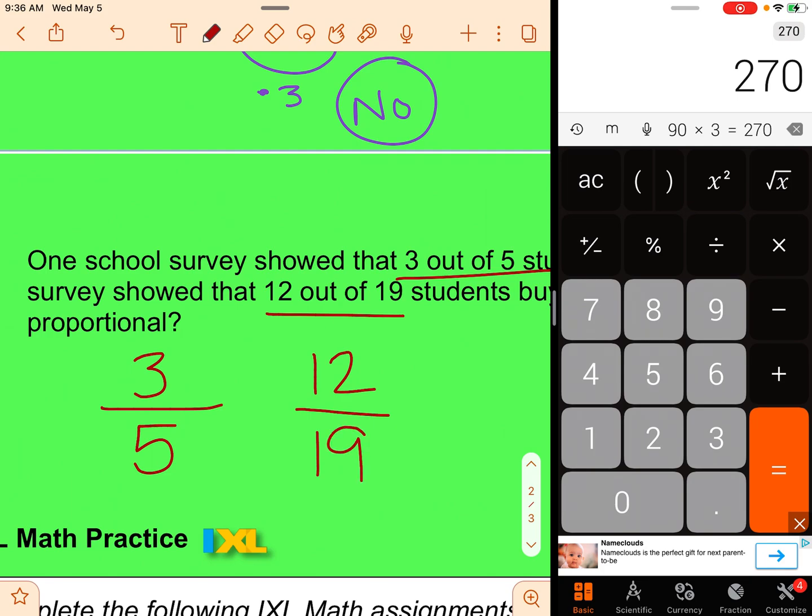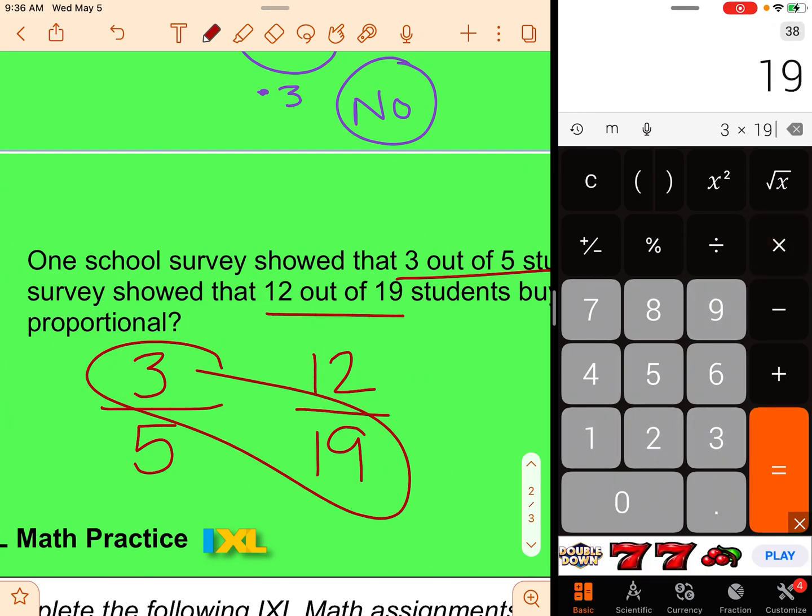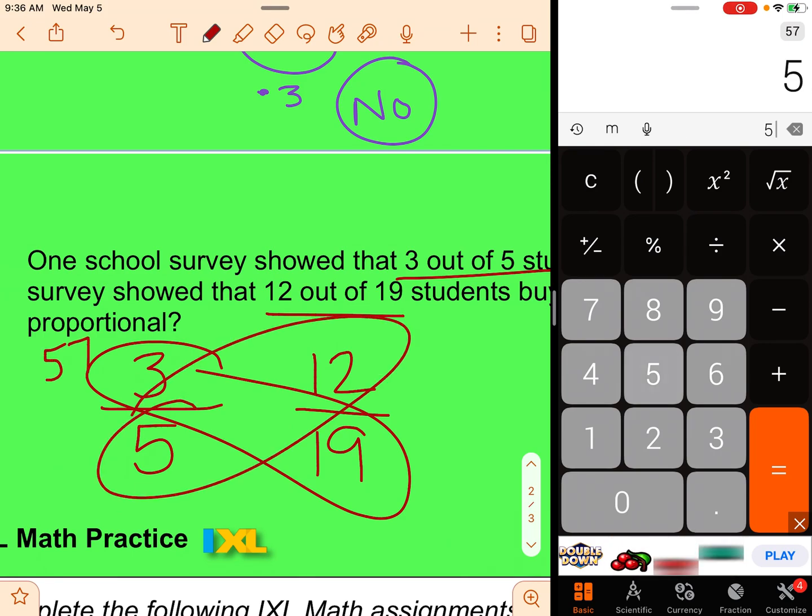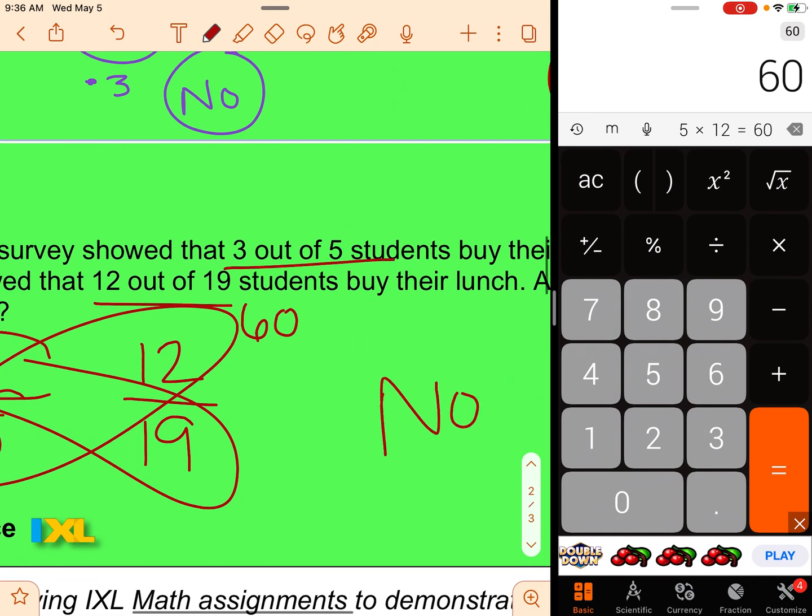Alright, so we can use the butterfly method. 3 times 19, oops, I typed it in wrong. 3 times 19 is 57. 5 times 12 is 60. Those two numbers are not the same, so these are not proportional. So your answer would be no.